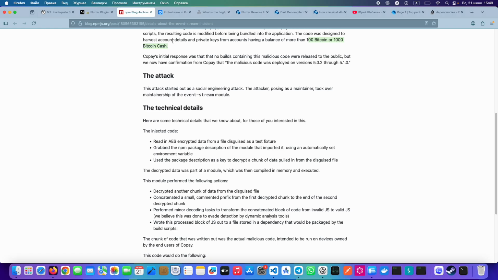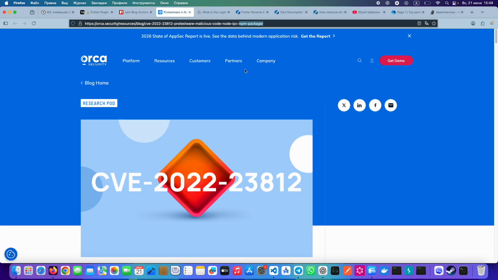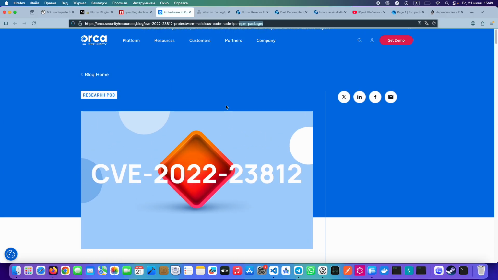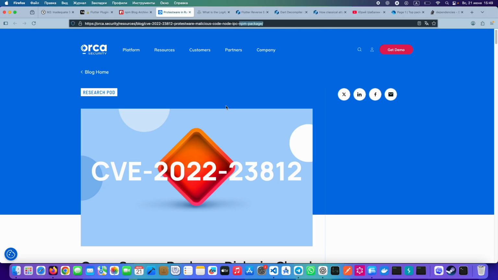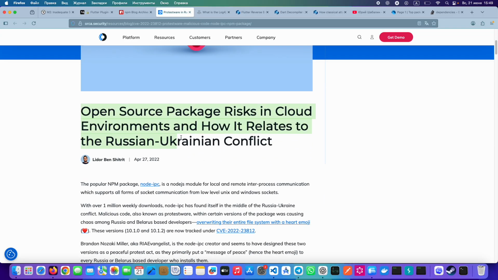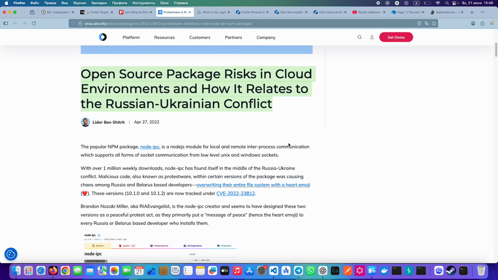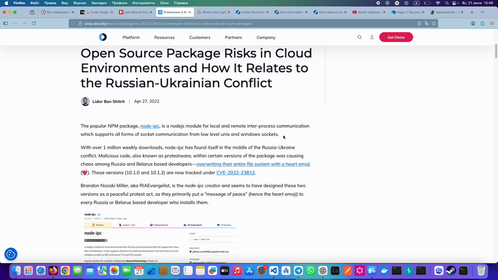Also, there's another interesting thing that happened in 2022. Read this yourself. In 2022 there was a package, node-ipc. Maybe everybody knows this package, because if you are a JavaScript developer, you may know about it. But there was a very interesting story about this one.